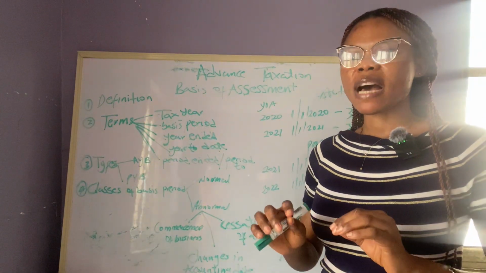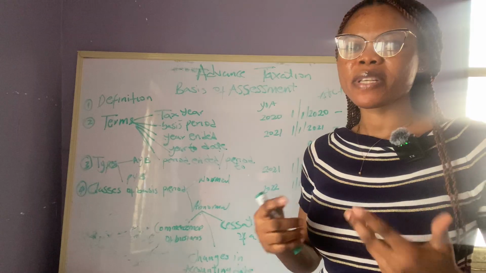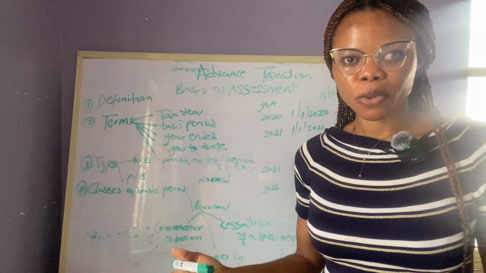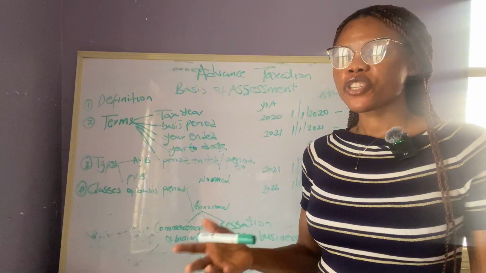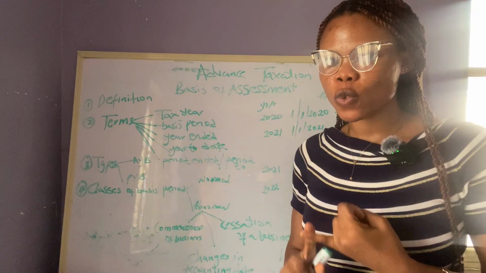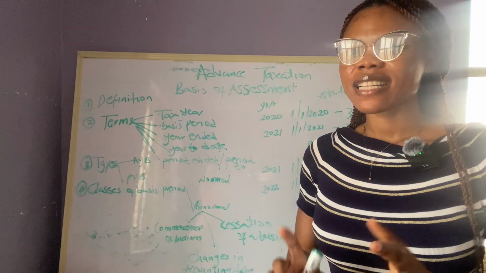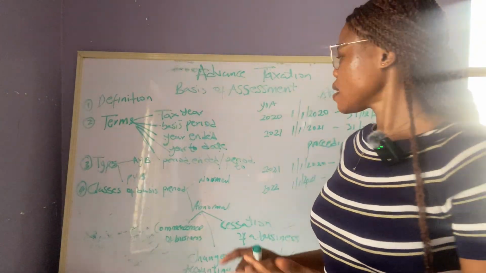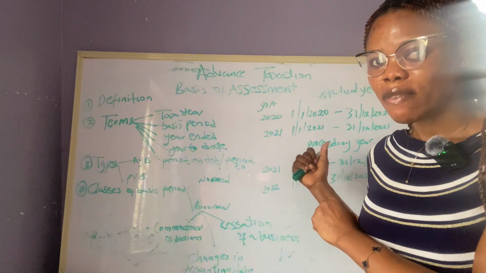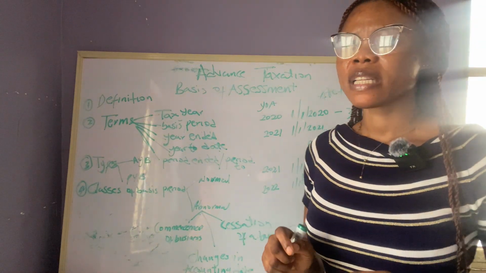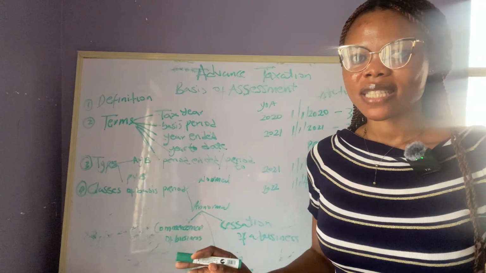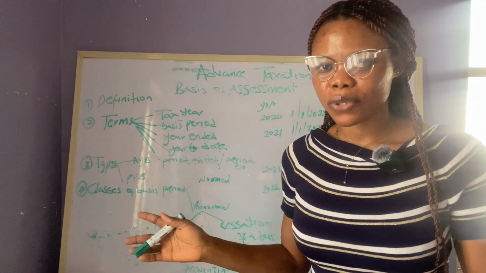Now we're talking of normal basis period. Normal basis periods are periods that are normal. The characteristics include that it is exactly 12 months. Profits are reported on a preceding year basis, and there is no gap and no overlap. It's straightforward.